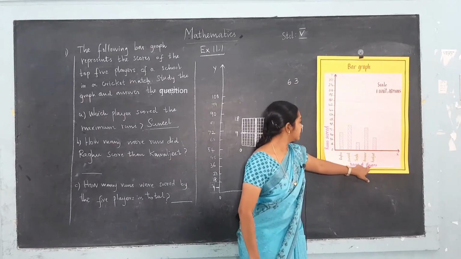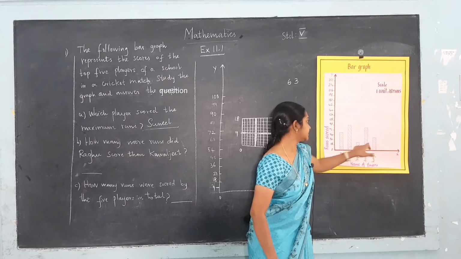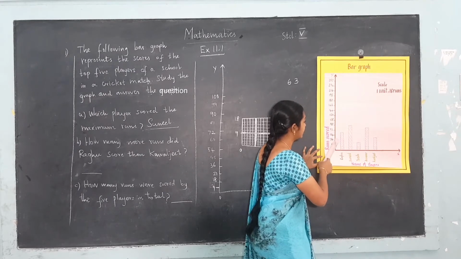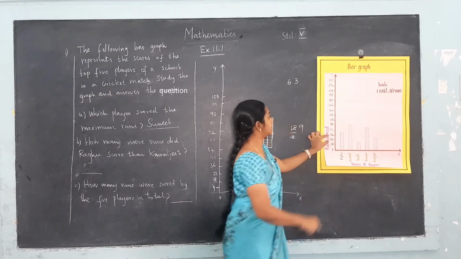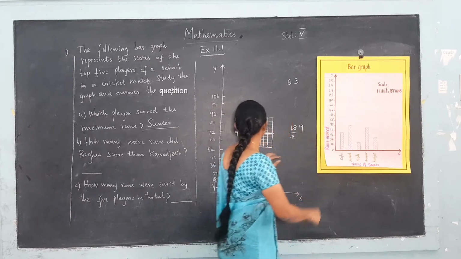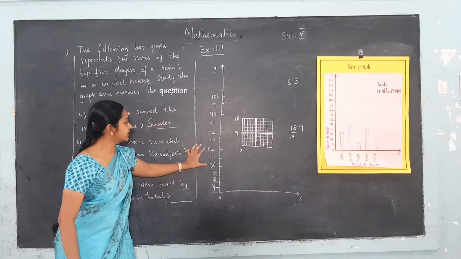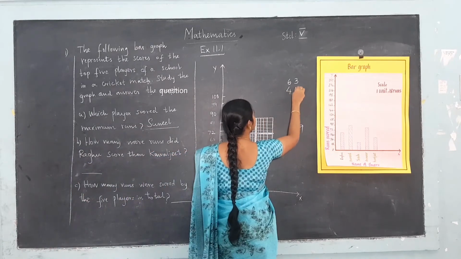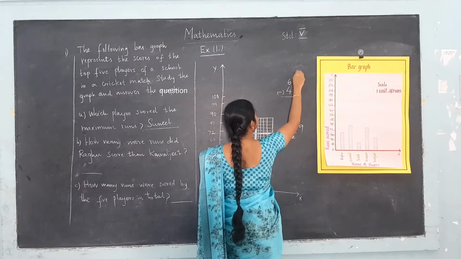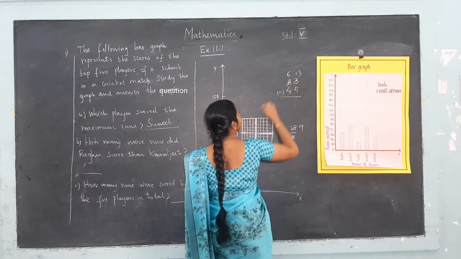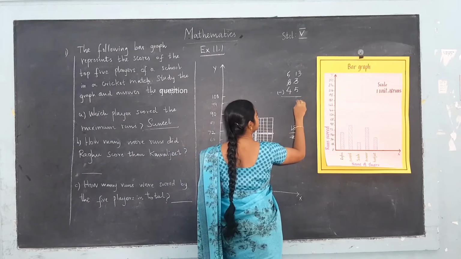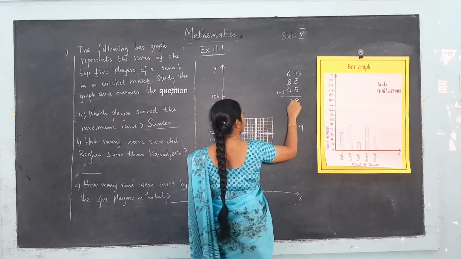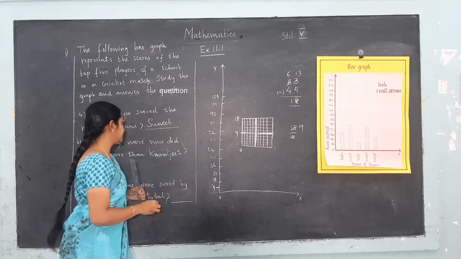Next find the runs of Kawaljeet. The bar ends here. This is in between 36 and 54. Find the number in between 36 and 54. It is 45. Now subtract. 63 minus 45: 13 minus 5 is 8. 5 minus 4 is 1. So the difference is 18 runs.